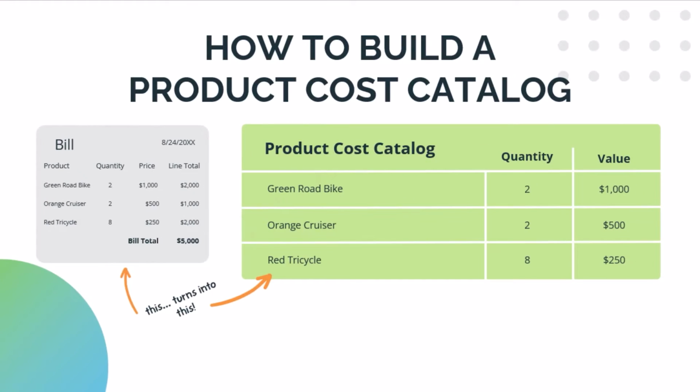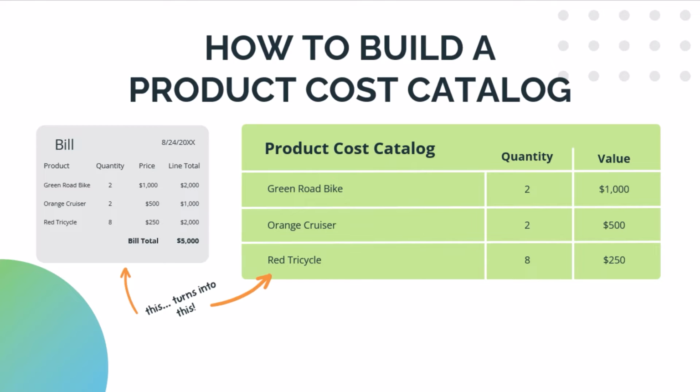So now I'm going to take all of this information from the bill and I'm going to build what I call a product cost catalog. In this product cost catalog, I now see that I have 2 green road bikes valued at $1,000 each, 2 orange cruisers valued at $500 each, and 8 red tricycles valued at $250 each. As your product comes in, as you buy more orders, as you buy more inventory, you're constantly updating your product cost catalog.